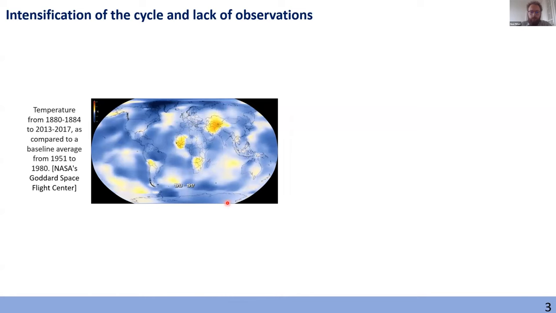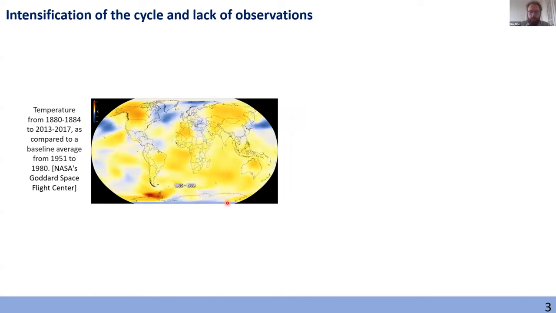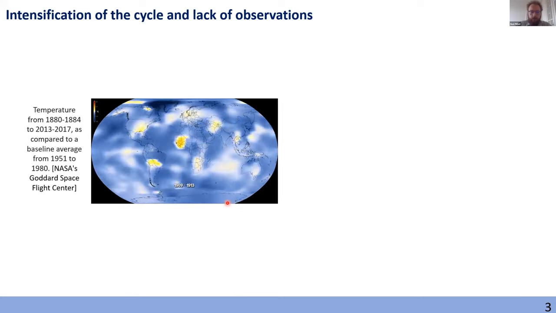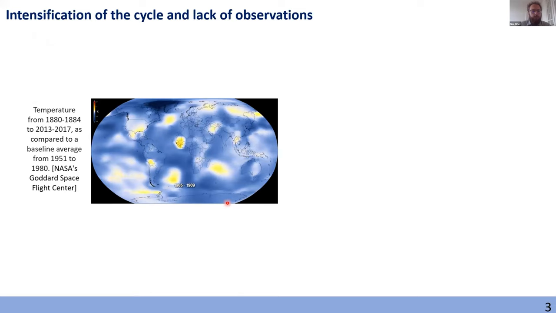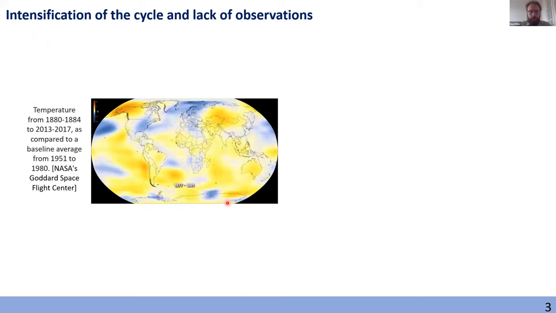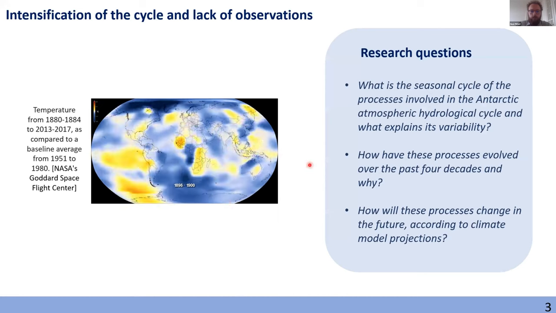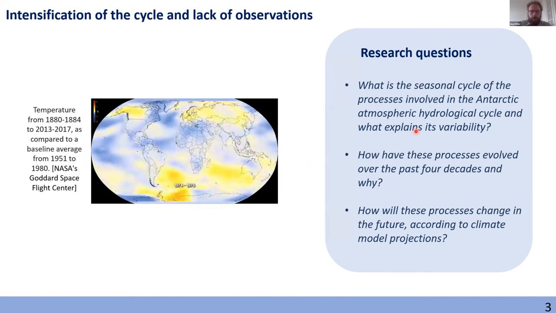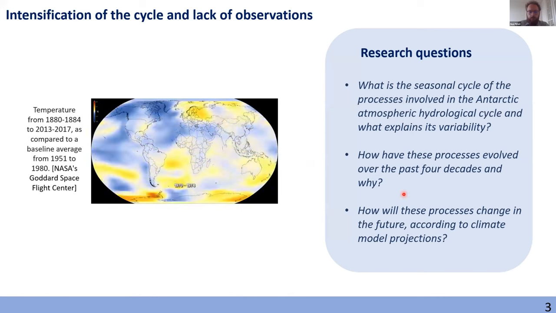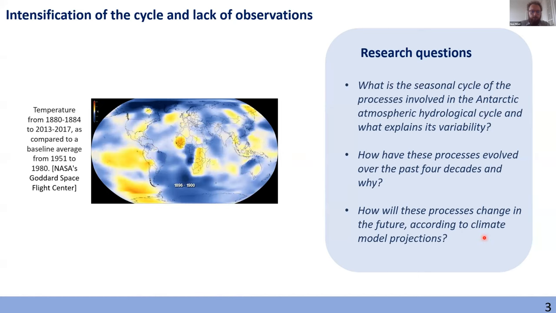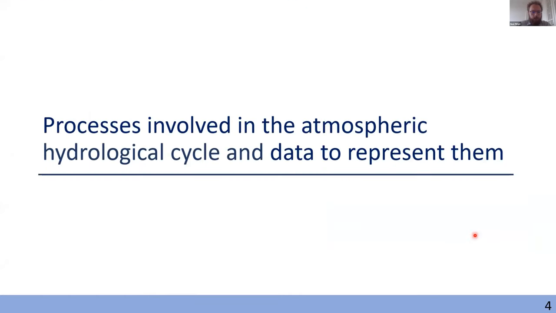And so the question then arises, what about the variability of the hydrological cycle in Antarctica? In my master thesis, I focused on the atmospheric part of this hydrological cycle in Antarctica. So I addressed the three following questions. One about the seasonal cycle, one about the past 4 decades variability of this cycle, and one about the projection for the future of this cycle. Just before moving on to the results, I would like to present the processes involved in the atmospheric hydrological cycle and the data that I use to represent them.